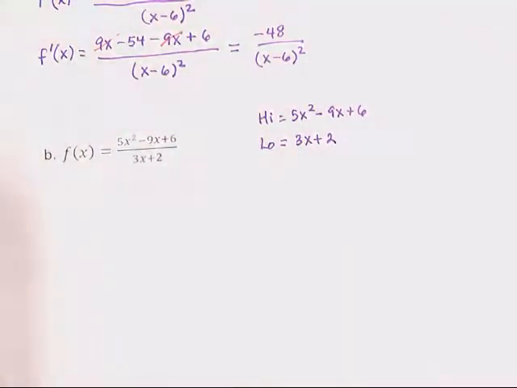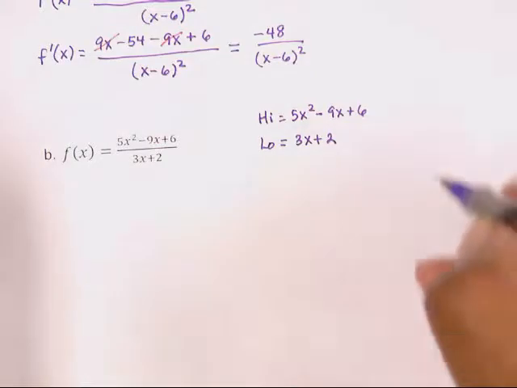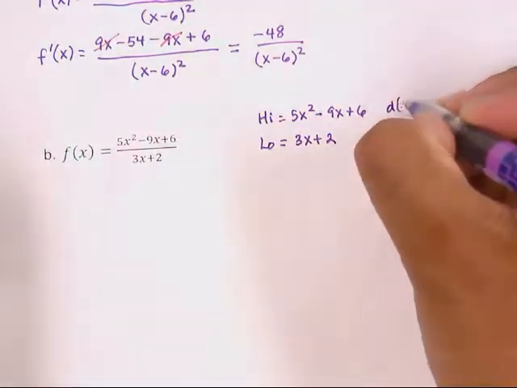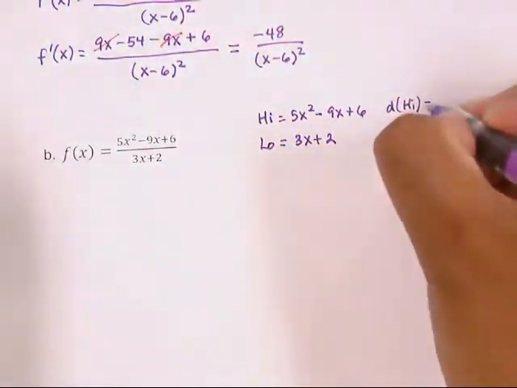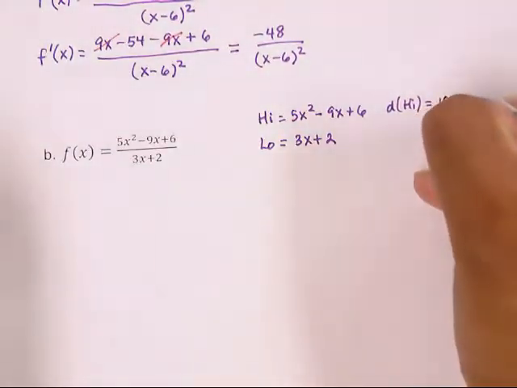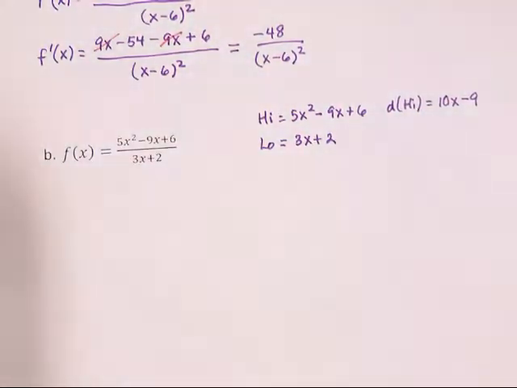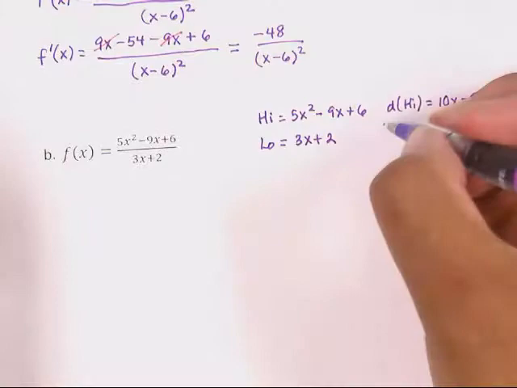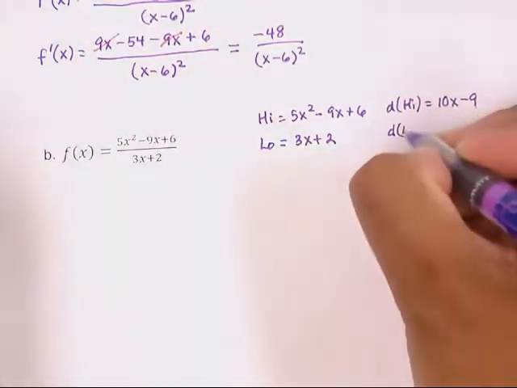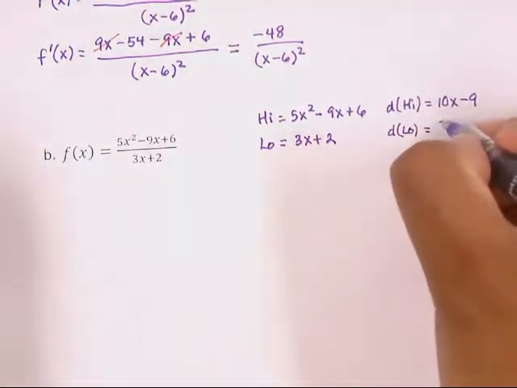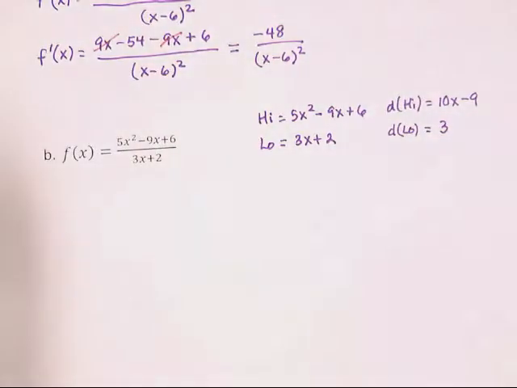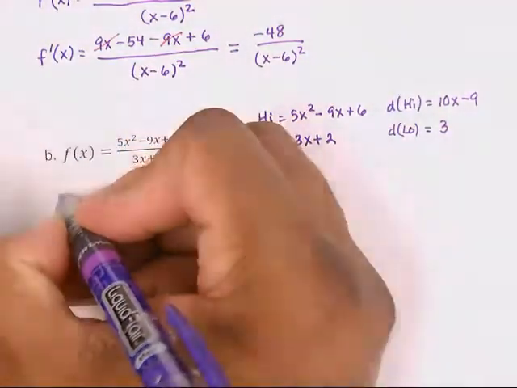Well, if the high is going to be the 5x squared minus 9x plus 6, the derivative of the high would be, in this case, 10x minus 9. And if the low is your 3x plus 2, your derivative of your low would be 3. So now the quotient rule is this.